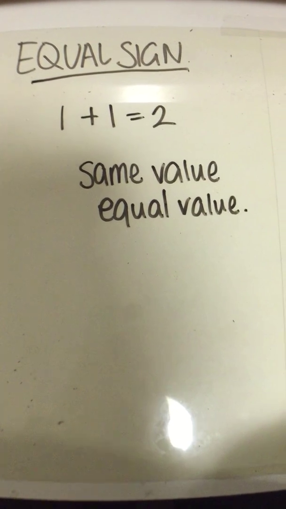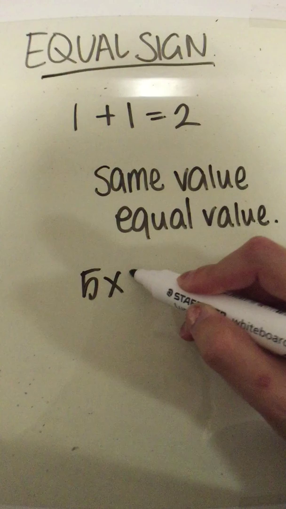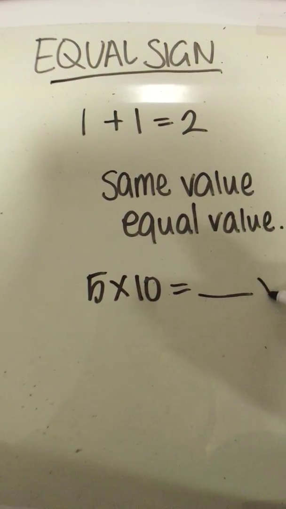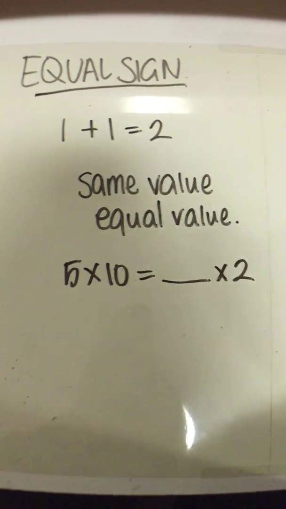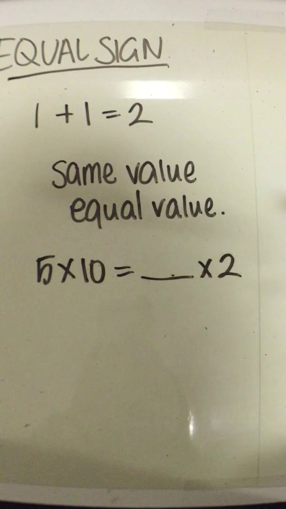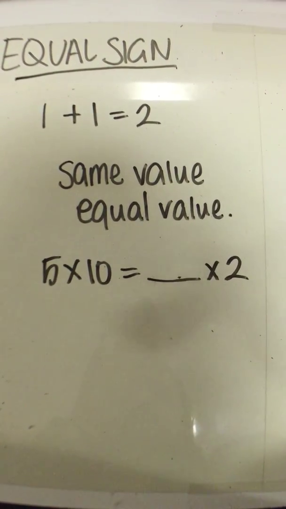So if we use a different example, 5 times 10 equals what times 2? Now here in this equation, there is a blank space. This is something that stage 3 children are capable of doing.